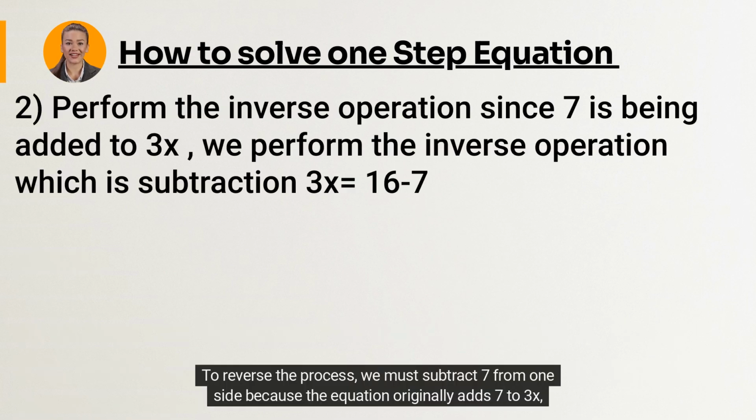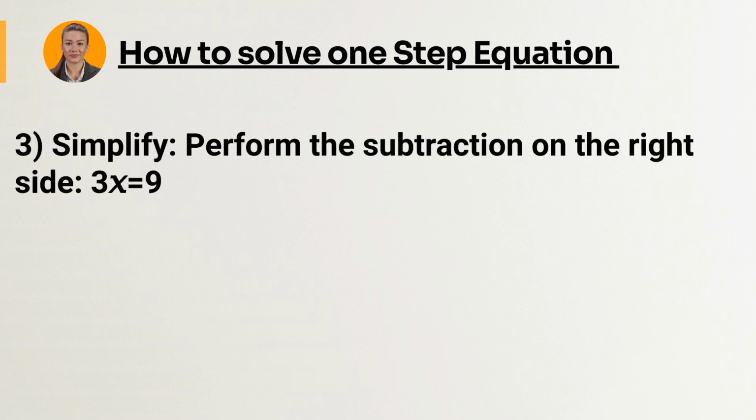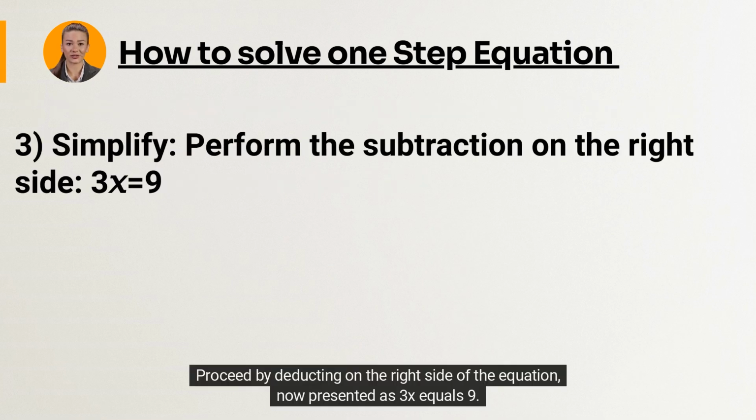To reverse the process, we must subtract 7 because the equation originally adds 7 to 3x, allowing us to isolate the variable. This simplifies to 3x equals 9. Proceed by simplifying the right side of the equation, now presented as 3x equals 9.